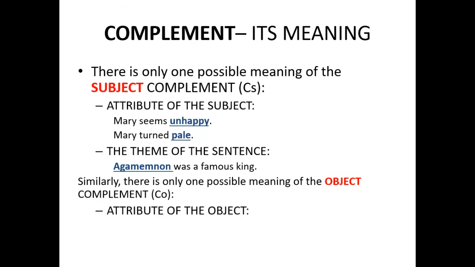And object complement is the attribute of the object. Mary likes her tea hot, so the tea has the attribute of being hot. John painted the walls blue. The walls are now blue. Walls equal blue because he painted them.